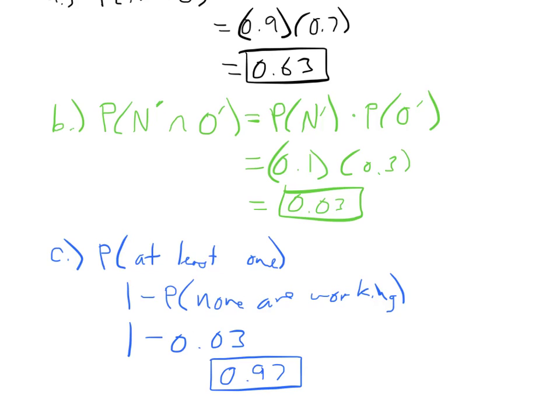So at the end of this video, the takeaway is basically, when you have independent events, you can just multiply their probabilities together to figure out what the probability of both of them happening is.